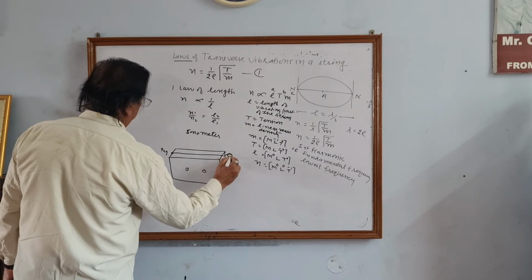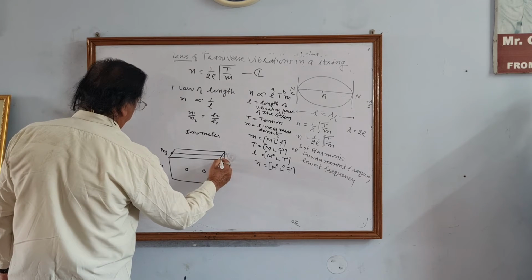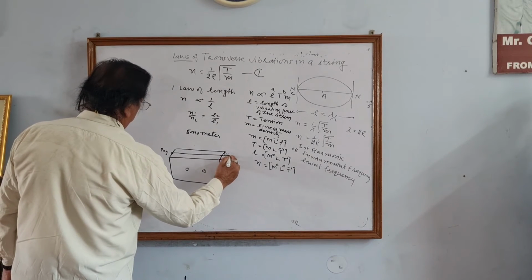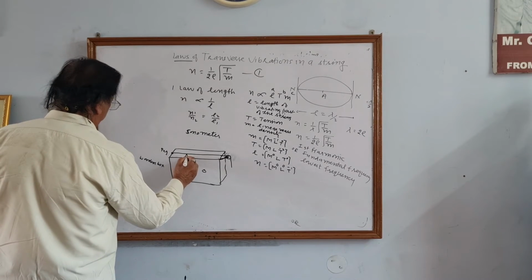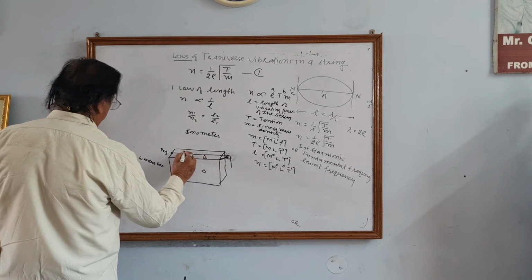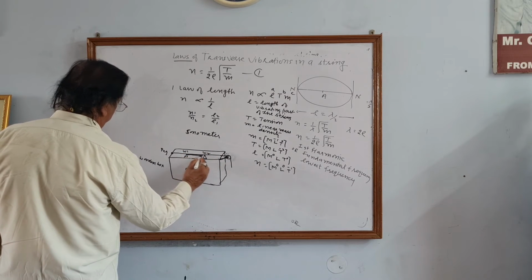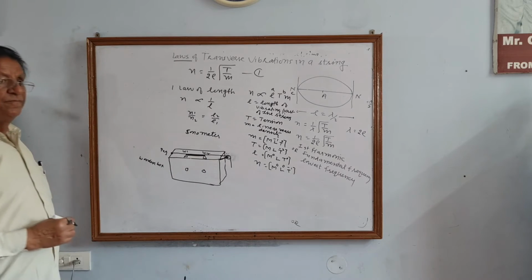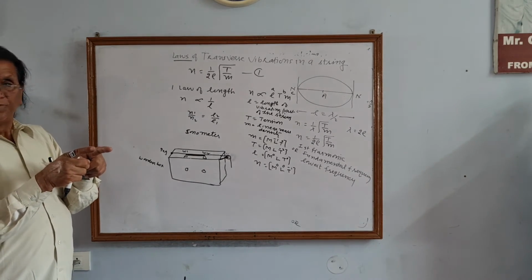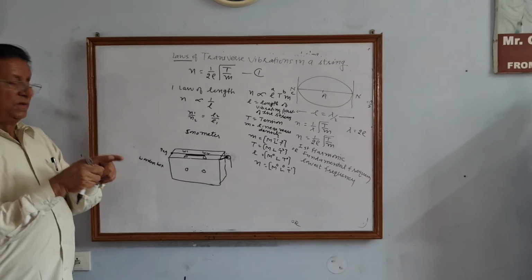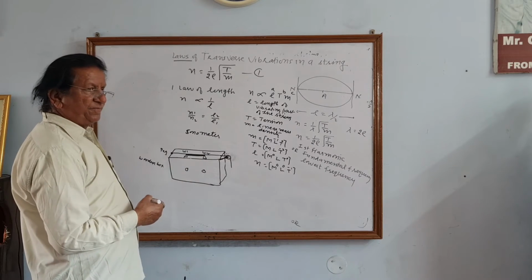Then there is a pulley which is fixed to this. This is the pulley. Here there are two wedges, sharp wedges, which will allow only this part of the string to vibrate. Wedges are sharp, and this part of the string is made to oscillate.